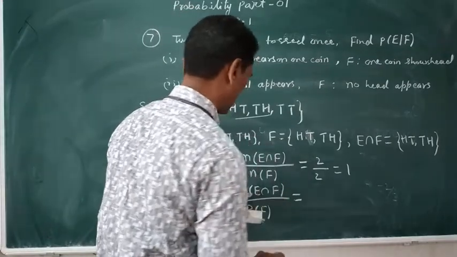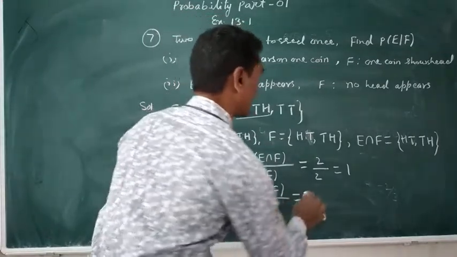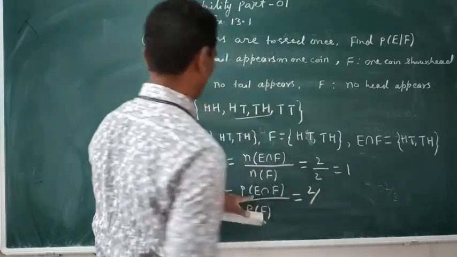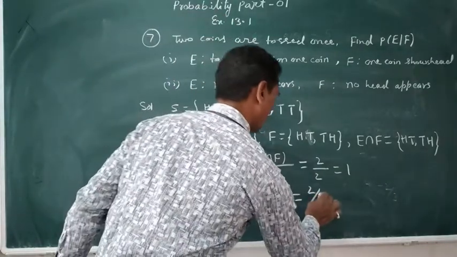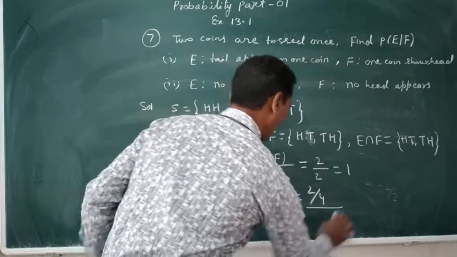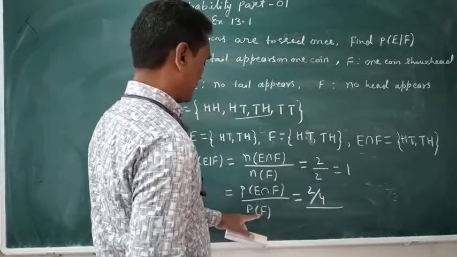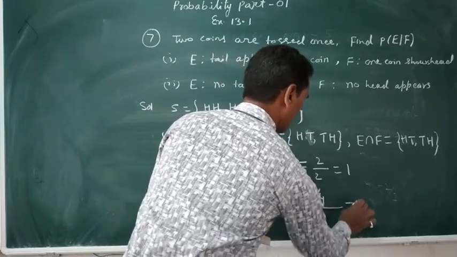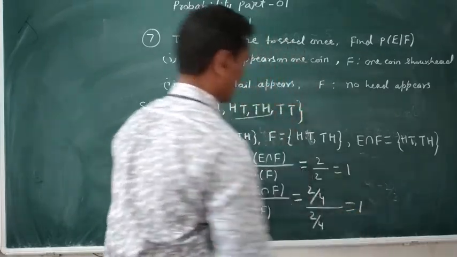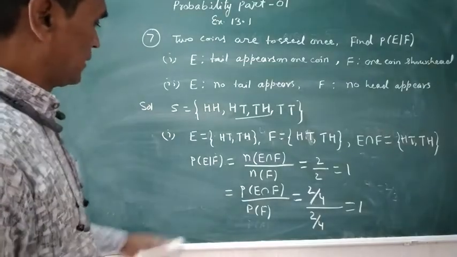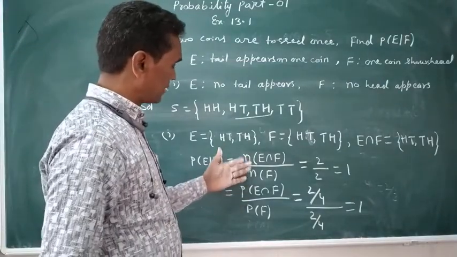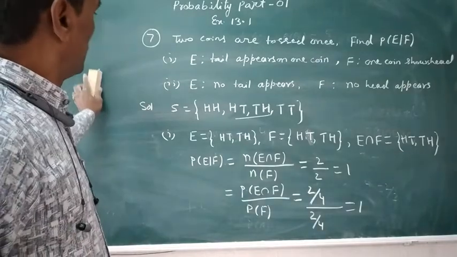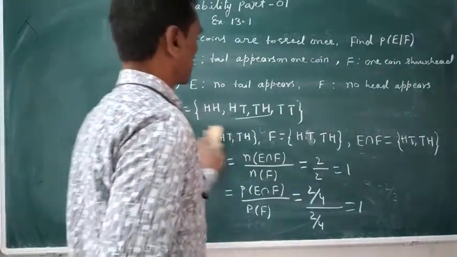Because this is equal to number of elements in this, that is 2, and total number of sample space. Sample space is 4. 2 by 4 is here probability of F. Again 2 by 4. So this is equal to again 1. So nothing will change. You can apply any one of these two. So the first part we have solved.